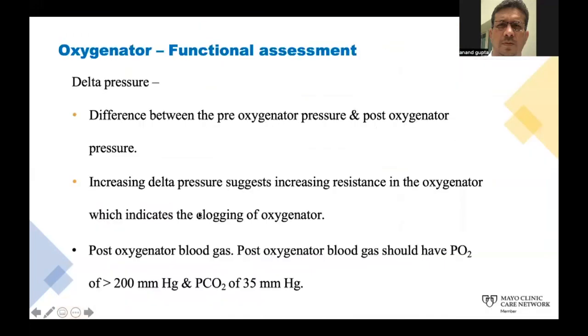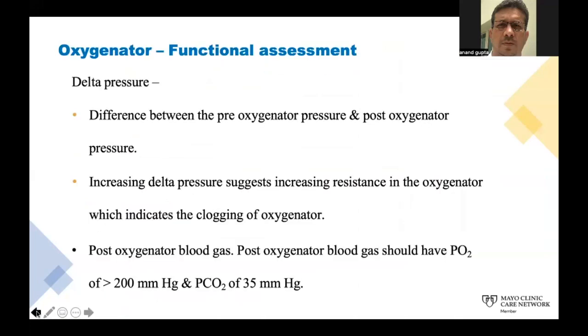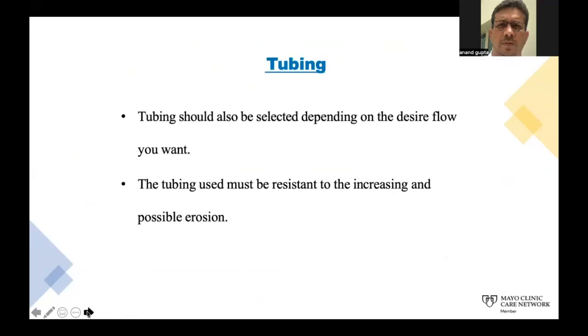The functional assessment is by the delta pressure, which is the difference between the pre-oxygenator pressure and the post-oxygenator pressure. An increasing delta pressure indicates resistance in the oxygenator, which indicates clogging of the oxygenator. Post-oxygenator blood gas is another important indicator of function. The post-oxygenator PO2 should be more than 200 and the PCO2 around 35. If it is less than 200, that means some kind of clogging is going on.